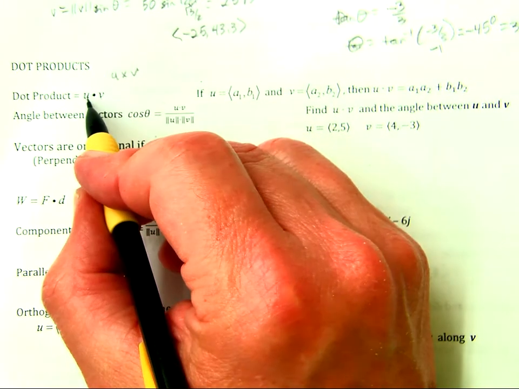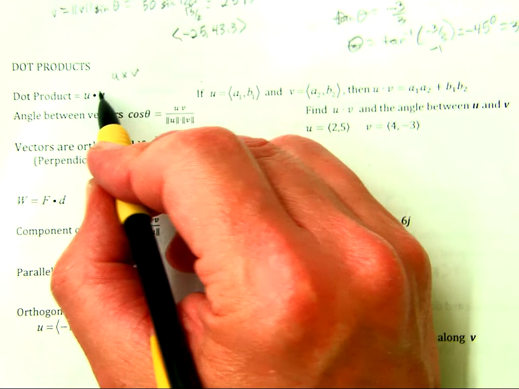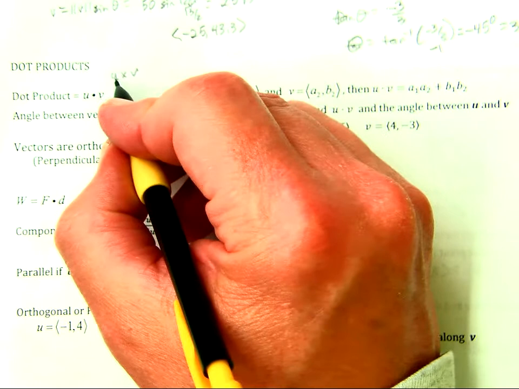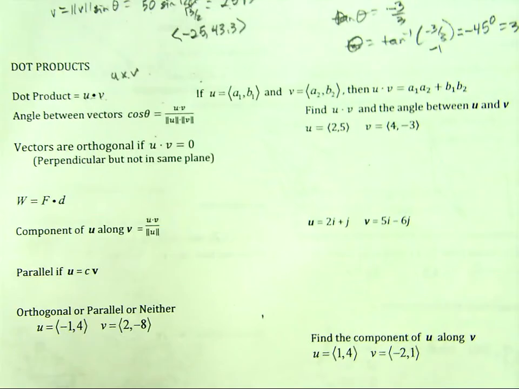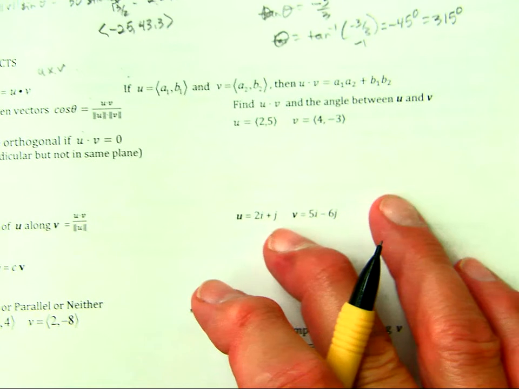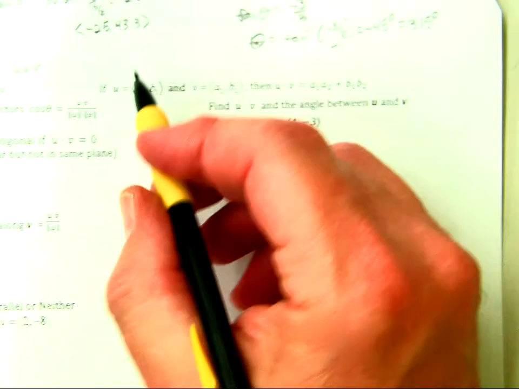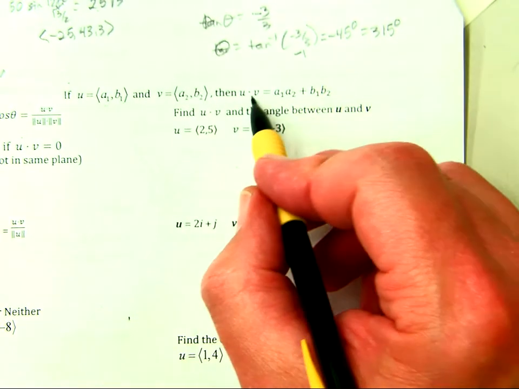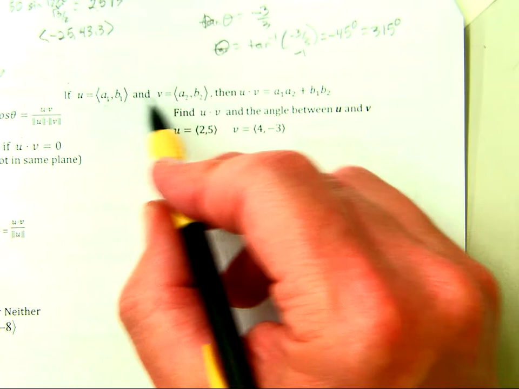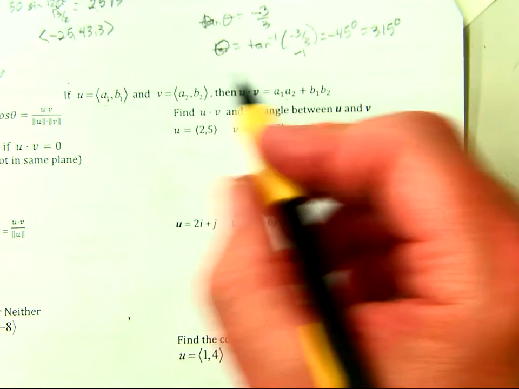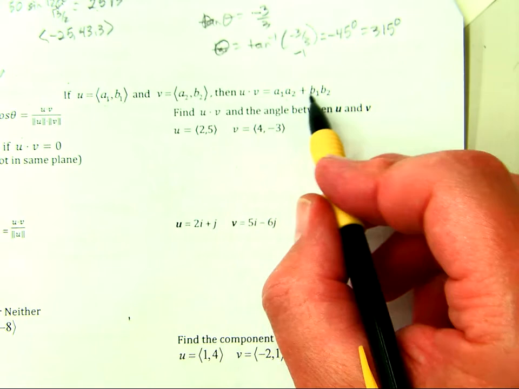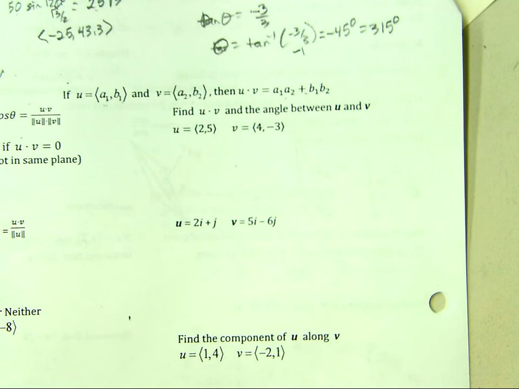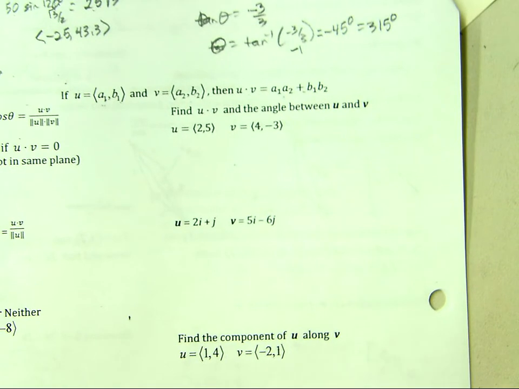So if you want to multiply one way, it's called u dot v. You don't say u times v, you say u dot v. Later we'll do u cross v. They're two entirely different things. U dot v is the simplest one. If I have my two vectors in component form, a1, b1 and a2, b2, all you do for u dot v is multiply the two a's together, a1 times a2, multiply the two b's together, b1 times b2, and then add those two things together. So you multiply the a's, multiply the b's, and add them together. That's it.